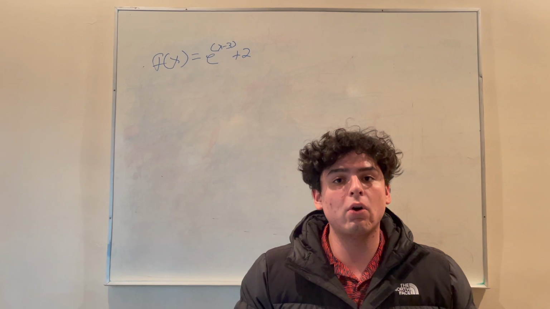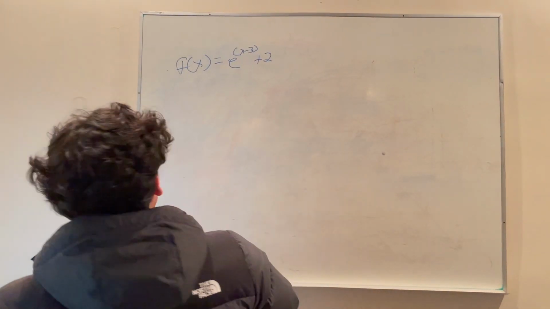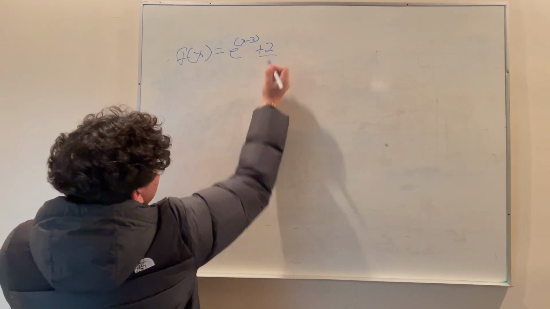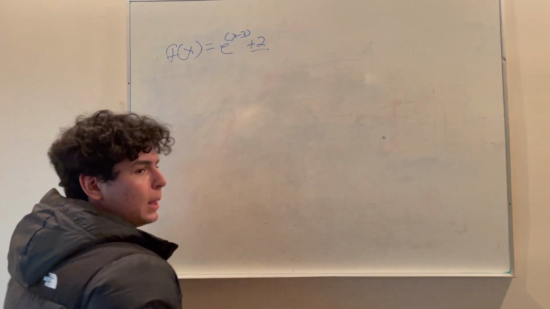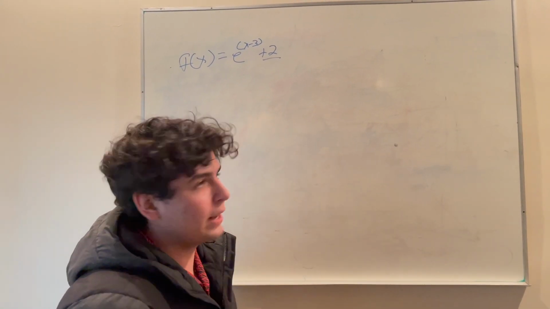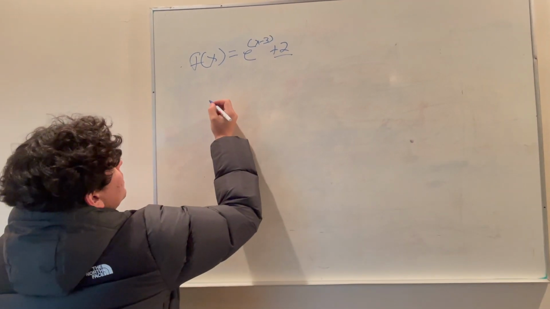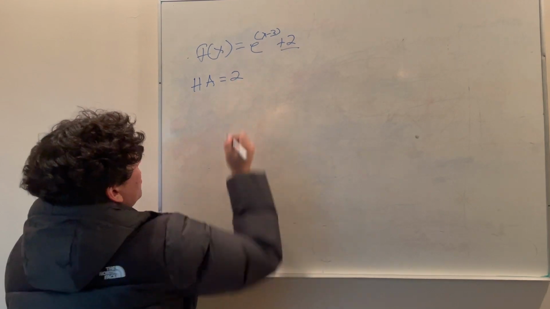How can we find our horizontal asymptote? You may be asking yourself. It is going to be always our C value. What's our C value? Our last value. If there's no C value, it's going to be equal to 0. Remember that. So now that we know our HA is equal to 2, we can continue.